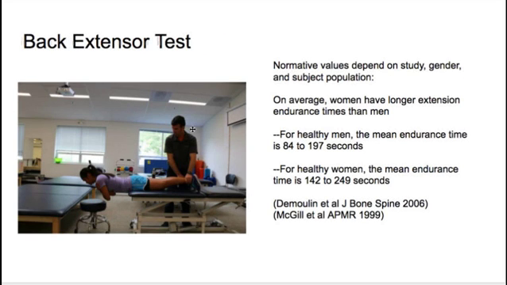And finally, the back extensor test, where we have the person lying prone on a table, usually with some kind of support out in front of them so they don't have to flex too far, and then they try to lift their trunk up and release the support, holding their trunk horizontal with the legs for as long as they can. And then that's timed.